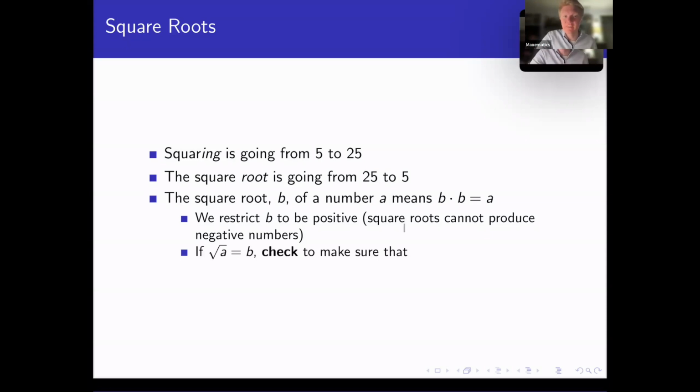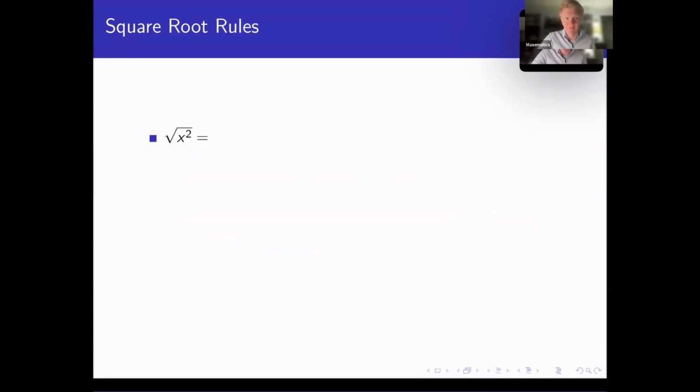If the square root of a equals b, just check to make sure that b squared is a, and that b is 0 or positive. So some rules we have to create here. The square root of x squared is what we would like to say is just x, but we have to be very careful here. It happens to be the absolute value of x for all real numbers. So it's not just x, it's the absolute value of x.